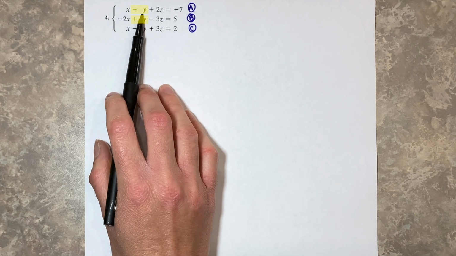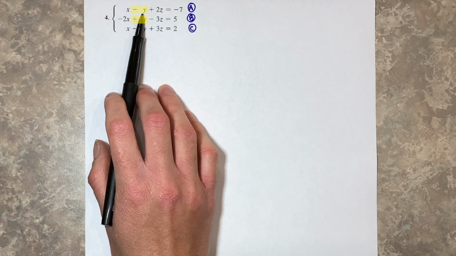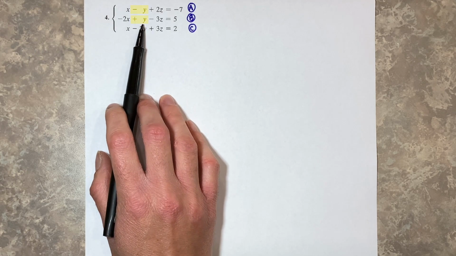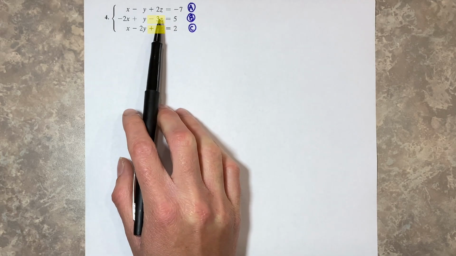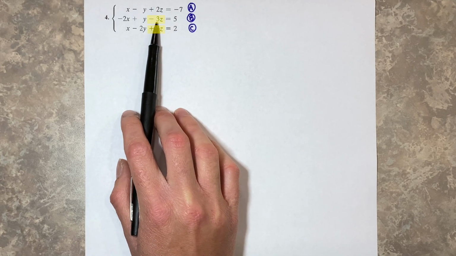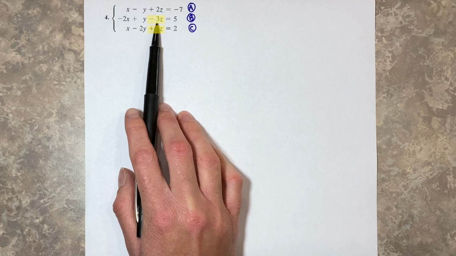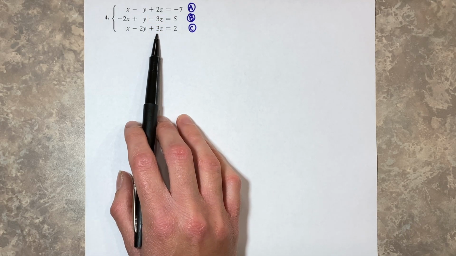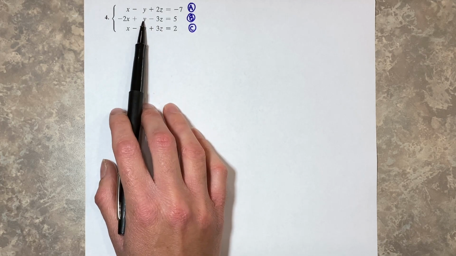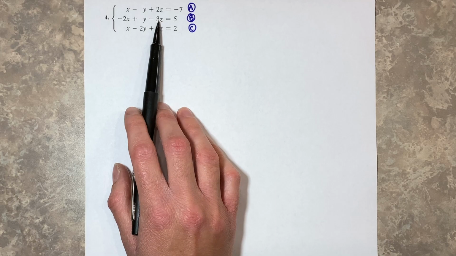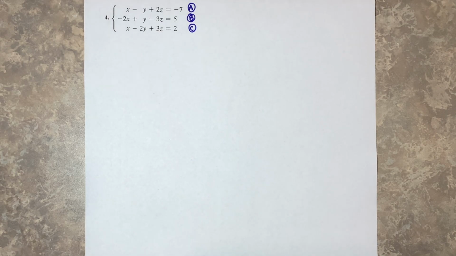When we're deciding what variable to eliminate, it's always easiest to eliminate a variable when that variable has matching but opposite coefficients in your two equations. There are a few different options here. Notice the y's in equations A and B have matching but opposite coefficients, -1y and +1y. Another option, notice the z's in equations B and C have matching but opposite coefficients, -3z and +3z. So either eliminating the y's in equations A and B or eliminating the z's in equations B and C would be the easiest way to approach step 1.